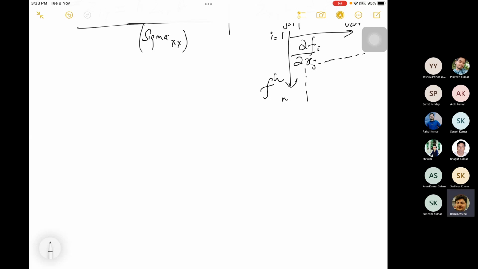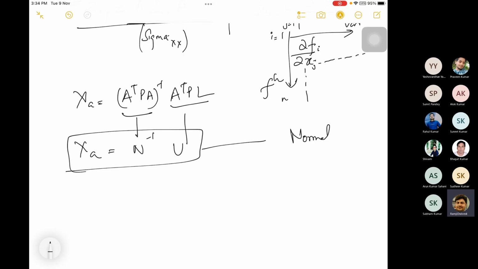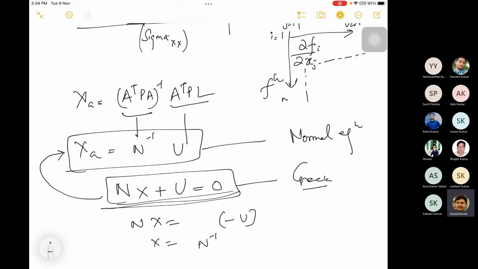Okay, so we have this X hat is equal to (A^T P A) inverse A^T P L. We know that, isn't it? This A^T P A is called N, A^T P L is called U, so it is called X hat. If you find Gracie's book, in this book it is called the normal equations. And how it is written is N X plus U is equal to 0. This is from Gracie's book. But this version is written in matrix form, because if you write like that, X is equal to minus U, then N, then X would become N inverse.